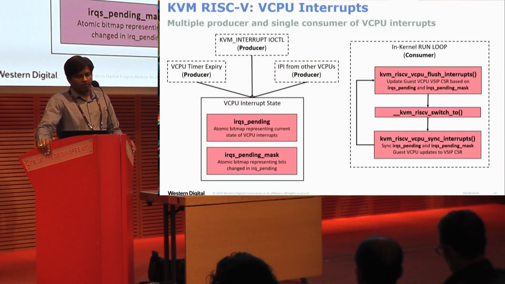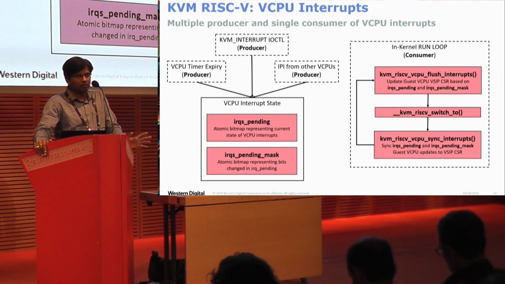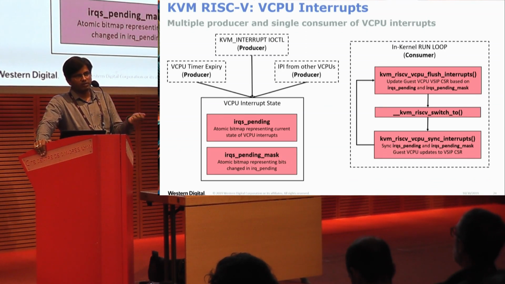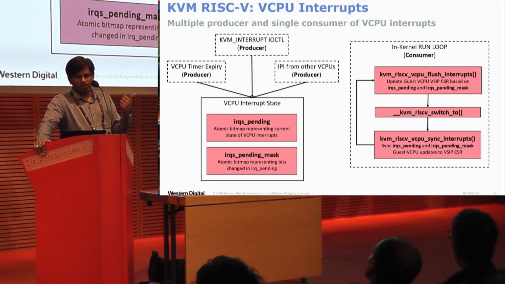VCPU interrupts are modeled in a quite unique way, at least for the RISC-V port of KVM. We have modeled it around multiple producer, single consumer, and it's totally lockless. We don't have any locks. Basically, we have 2 atomic bitmaps, which we update using the RISC-V atomic bitops. One is IRQs pending, which represents the current state of the interrupts of that VCPU. The other is IRQs pending mask, where a bit is set if there is any change in the previous IRQs pending.